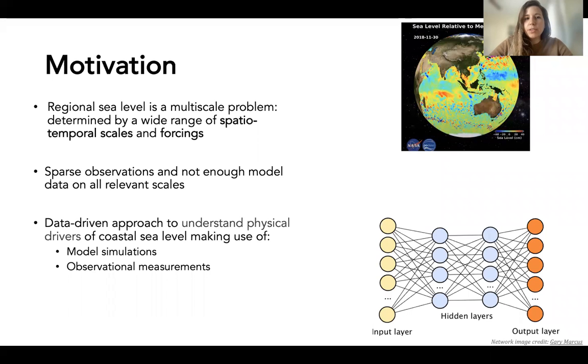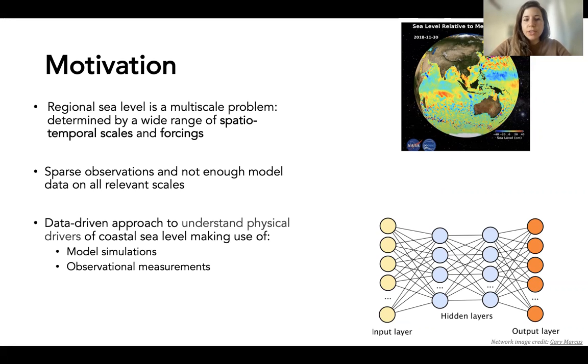However, regional sea level is a multi-scale problem, and it's determined by a wide range of spatial and temporal scales, from the global scale to what's really going on at the local scale, as well as the different forcings that we've discussed. And the current observations that we have tend to be sparse. They could be noisy, whether it's tide gauges or altimetry data that becomes less robust as we get closer to the coast. The model simulations that we have do not necessarily resolve all processes that are important on the relevant scales for sea level.